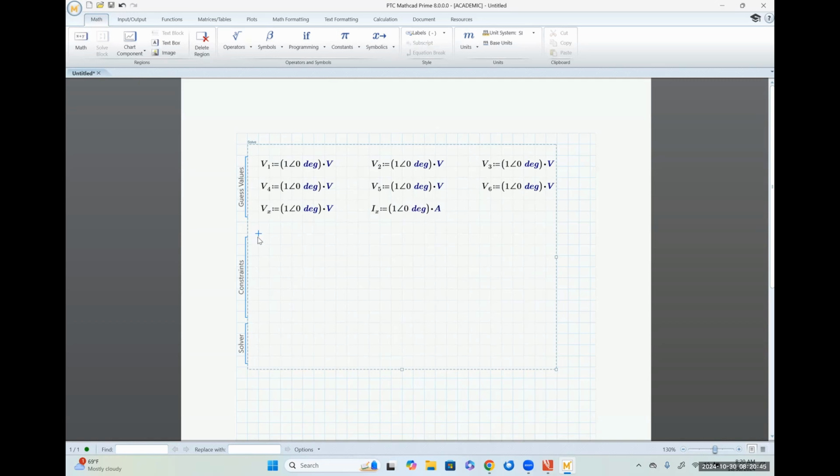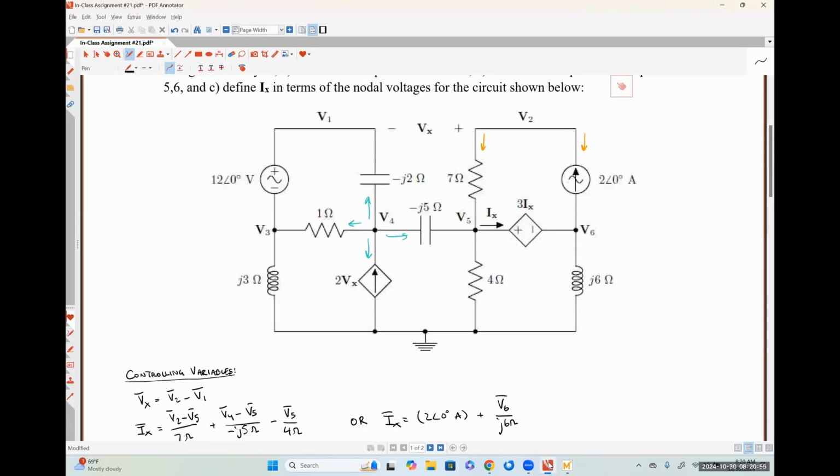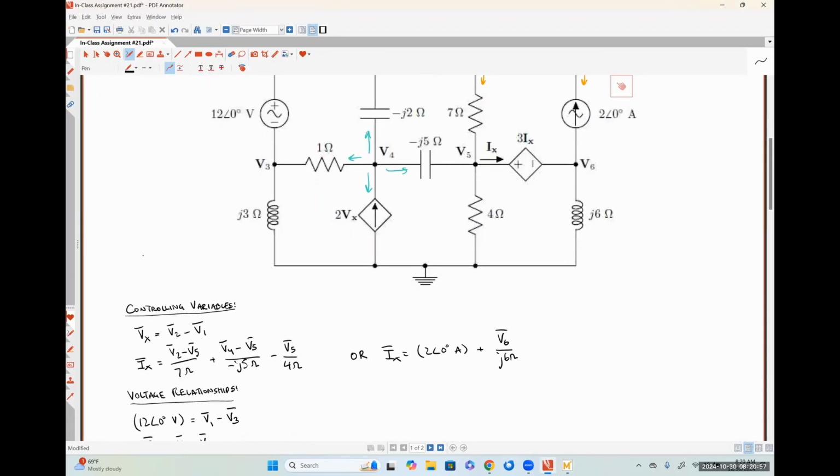Then I'm going to go down into my constraints section, and this is where I'm going to put in all of those equations exactly like we did before. So we have to be kind of careful. So let's pop back over here real quick. So my first equation is simply Vx is equal to V2 minus V1, so nothing to really worry about there.